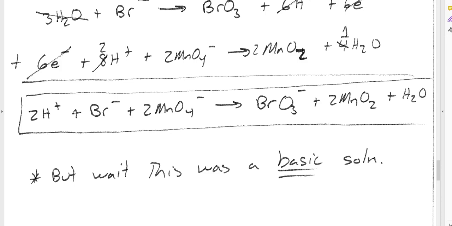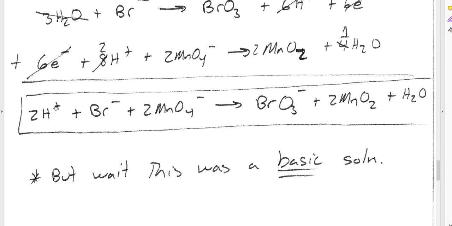So again, if it was the same exact equation and you were told, hey, this happens in an acidic solution, this would be your final product. This would be your balanced reaction, okay? But it was a basic solution. So now what do we got to do? Now we got to get rid of the H plus. Instead of H plus, we got to think OH minus. So how do we get rid of H plus?